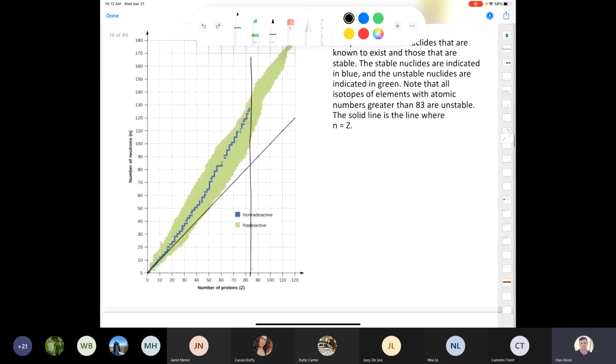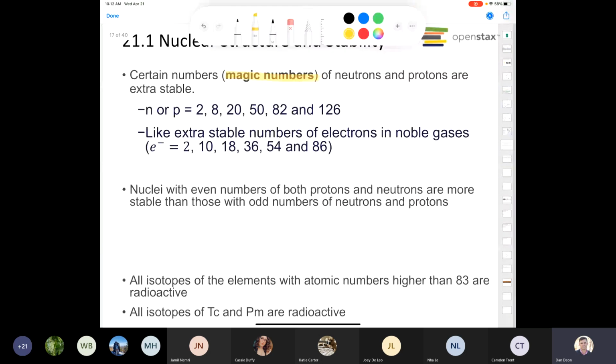Well, if we take a look at the numbers of protons and neutrons in a nucleus, it says here that certain numbers that we call magic numbers, I'm not kidding, that's what they're called, magic numbers of protons or neutrons produce nuclides that are extra stable. Say, for example, if you have 2, 8, 20, 50, 82, and 126, and you don't have to memorize these numbers, but if you have either of these numbers of protons or neutrons in your nucleus, then it imparts some stability to the nucleus.